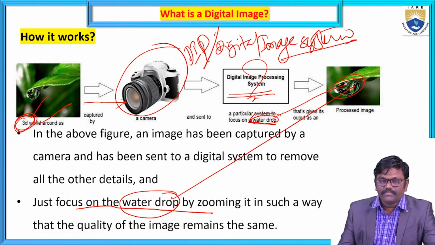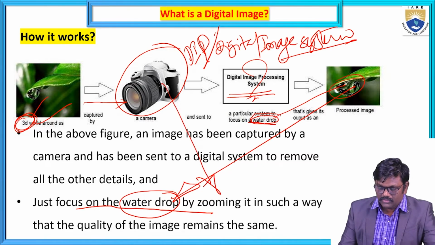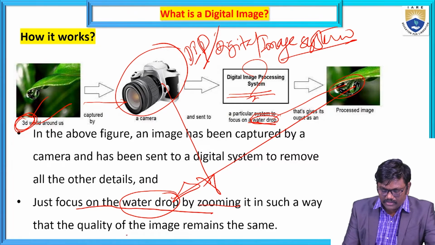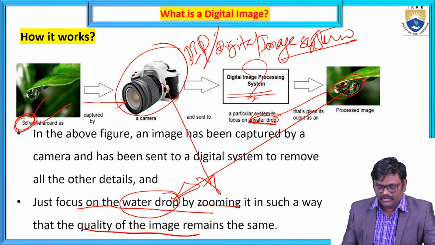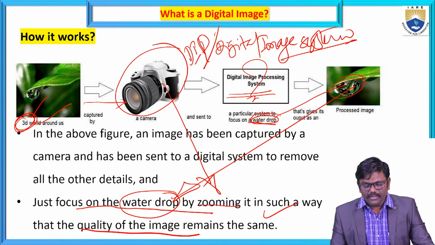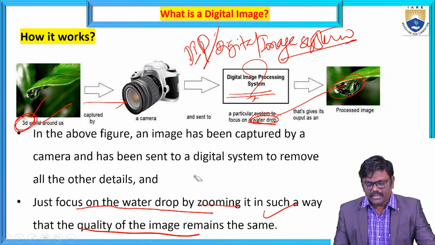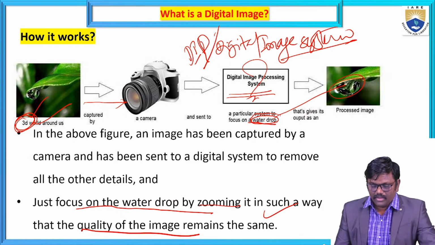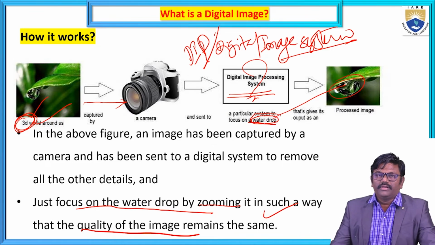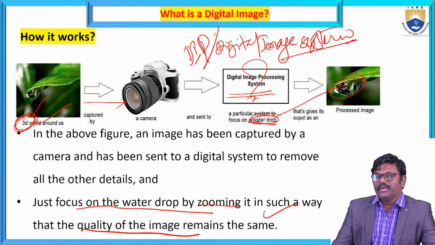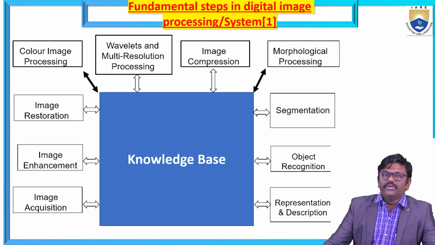So this is the water drop. The water drop in the image may be focused using your camera, in terms of zooming in such a way that the quality of the image remains the same. So you are supposed to understand that when we go ahead with the help of such a digital imaging system, we can achieve our required process. Okay, so let me introduce that.